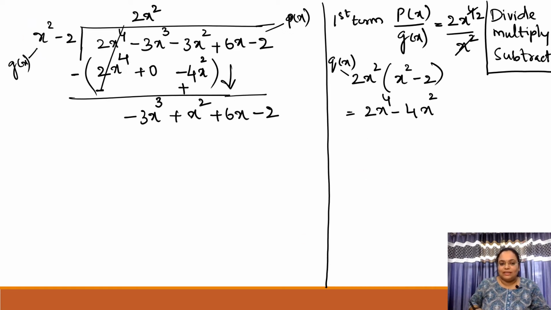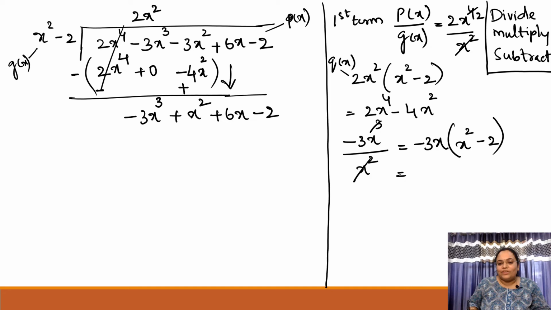Correct? So the first term of p of x, which is minus 3x cube, is divided with the first term of g of x, which is x square. If you cancel it, that will be minus 3x. You will multiply it with g of x, which is x square minus 2, which gives minus 3x cube, minus of minus is plus 6x. So this minus 3x will be your q of x. I am just writing it here, minus 3x.